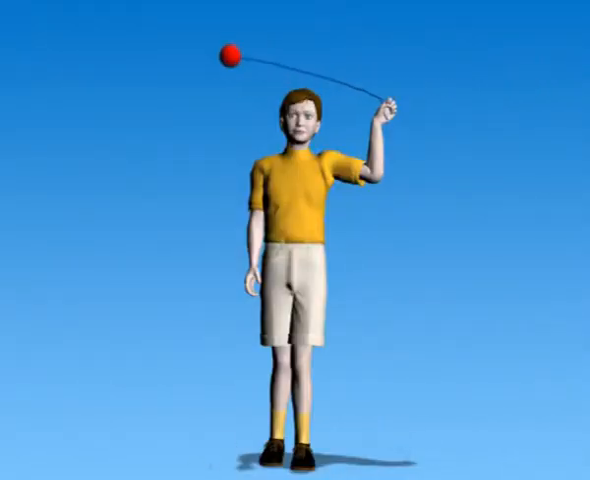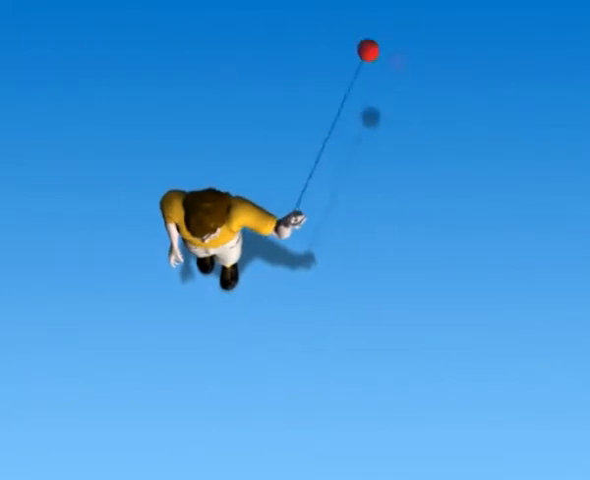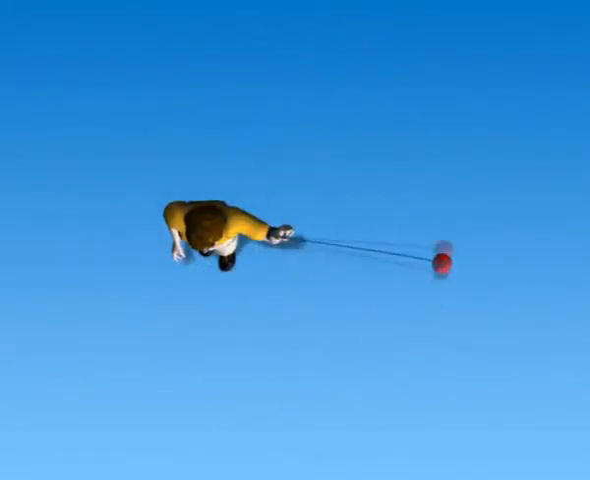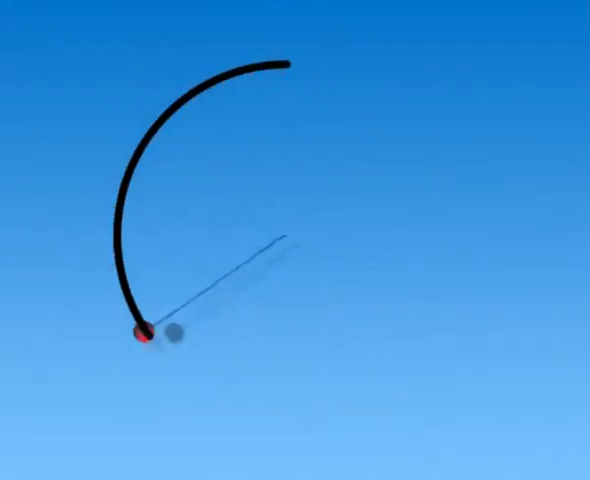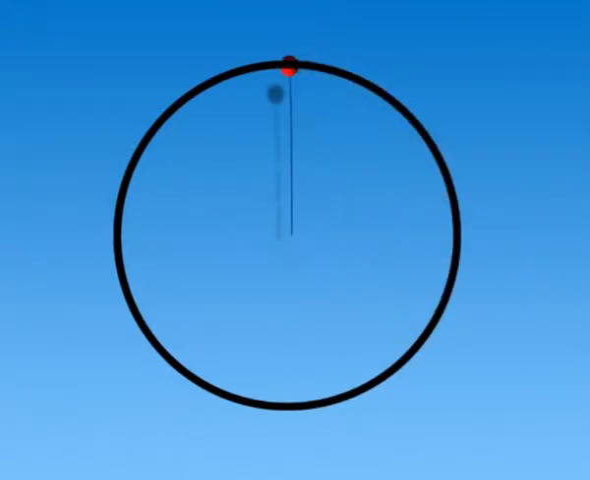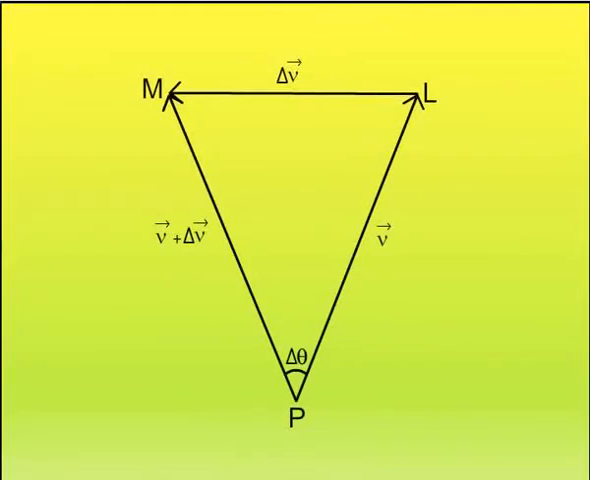Consider a ball attached with a string, which is in a boy's hand. As he starts rotating the ball, the motion of the ball follows a circular path with angular speed omega along a circular path whose radius is r and the center O. Suppose at any time t, the object is at the point A, and at the time t plus delta t, it is at the point B. Let vector v and vector v plus delta v represent the velocity vectors of the object at the points A and B respectively.